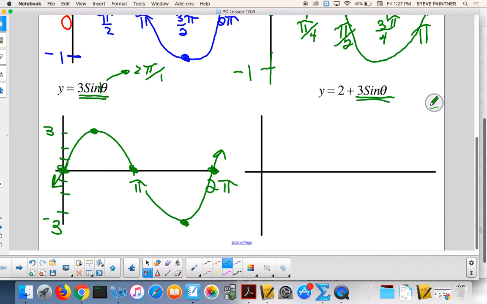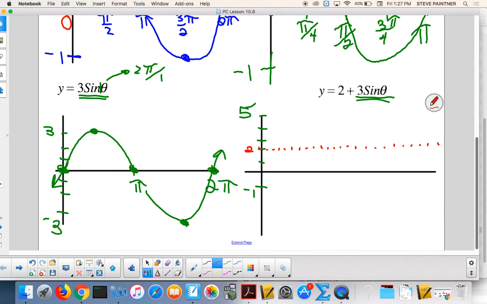Same thing, but move the whole curve up 2. So where would the max be now? 5. The max is 5. Where's the minimum? -1. Okay, and the rest I don't care about. Where's the midline? The x-axis is always the middle. Put it at 2. Put it at 2. Good?